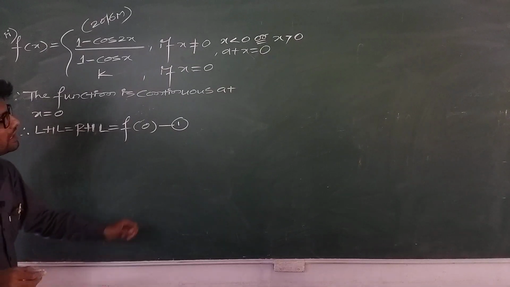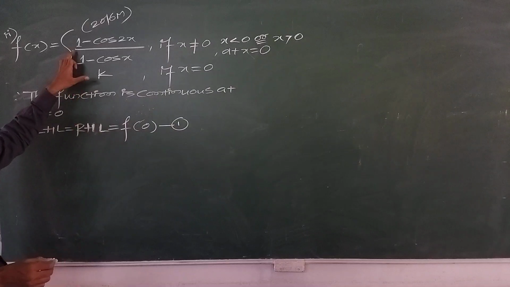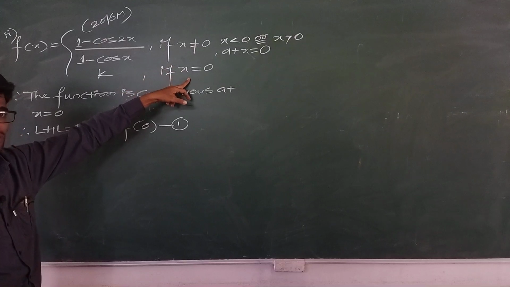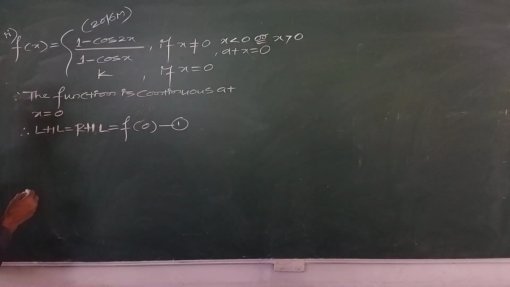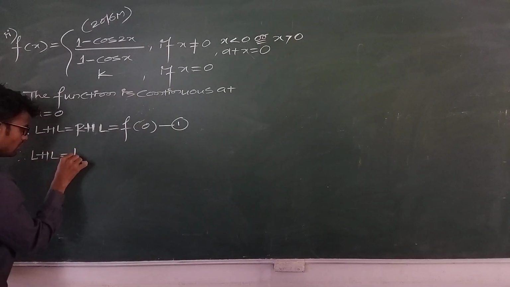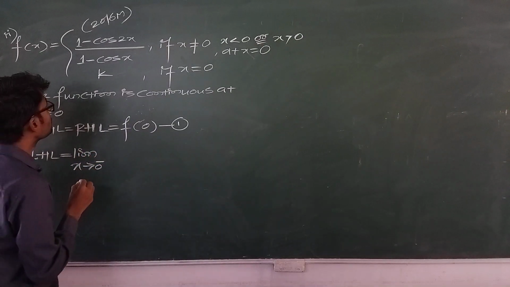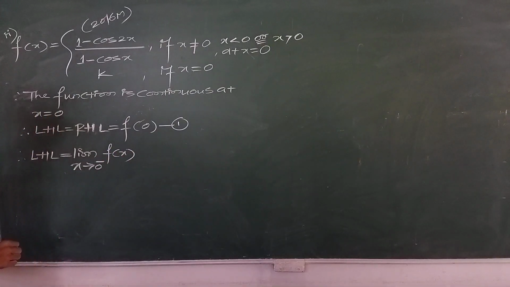See, for x less than 0 and for x greater than 0, the value of the function is the same here, 1 minus cos 2x divided by 1 minus cos x. And the value of f of 0 is k, right? So first I go for LHL. LHL is equal to limit of x tends to 0 bar of f of x. For 0 bar means x less than 0.